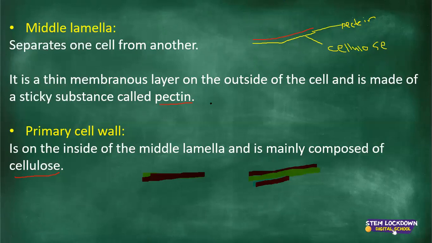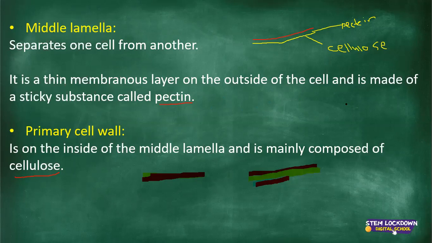Okay, the function of the pectin, let's look at the structure of where it's found. It's found in the middle lamella, yeah? Which is a thin membranous layer on the outside of the cell and is made up of a sticky substance called pectin. So it's in the middle, right? It is used to what? It is also sticky. So those two words can guide you. It helps keep the walls of the adjacent cells joined together.